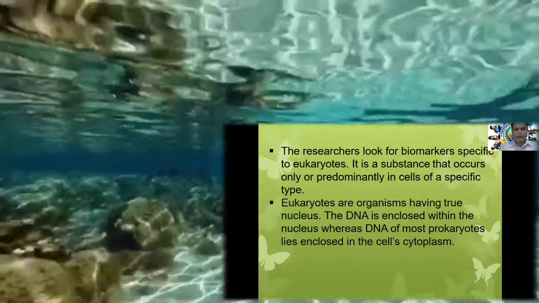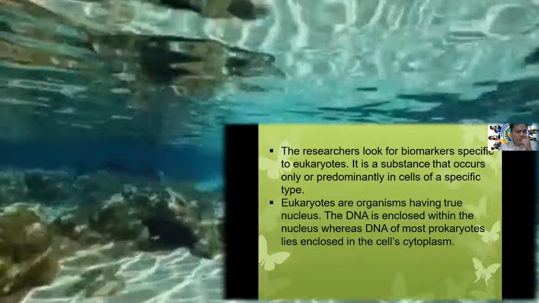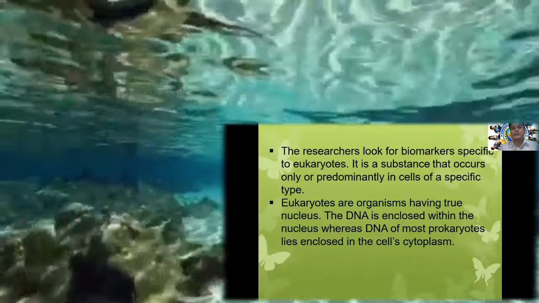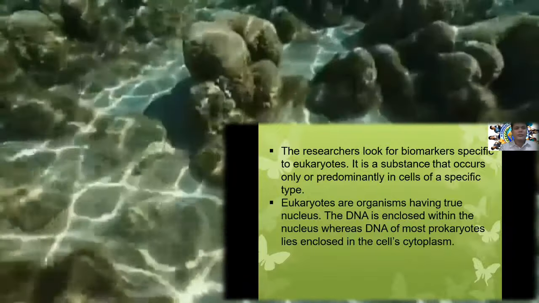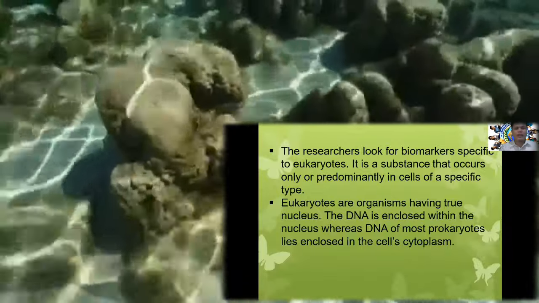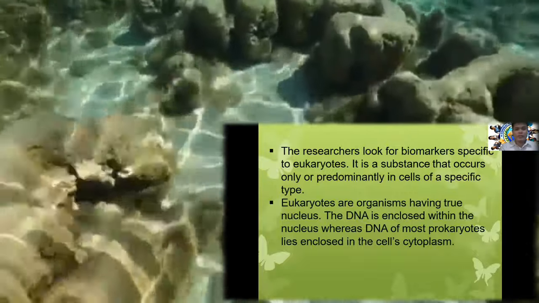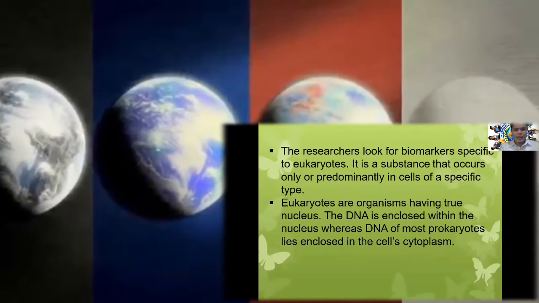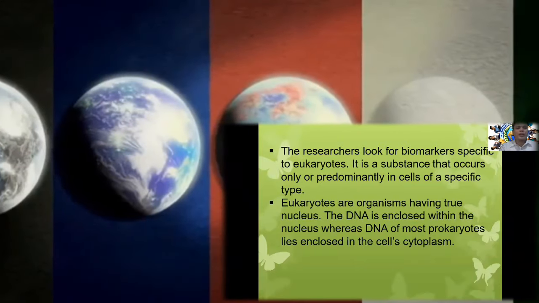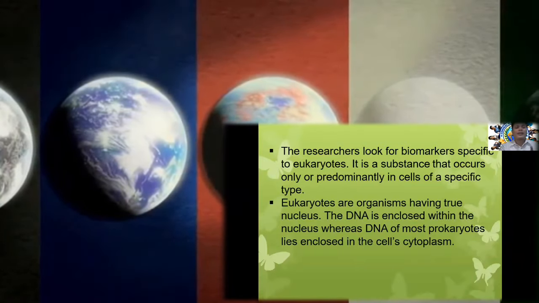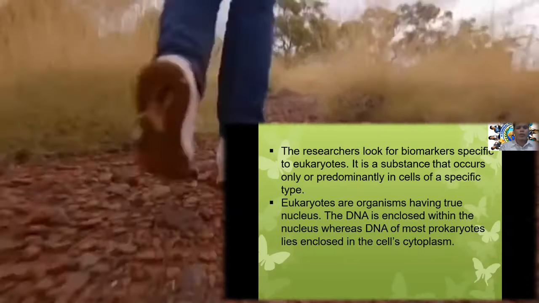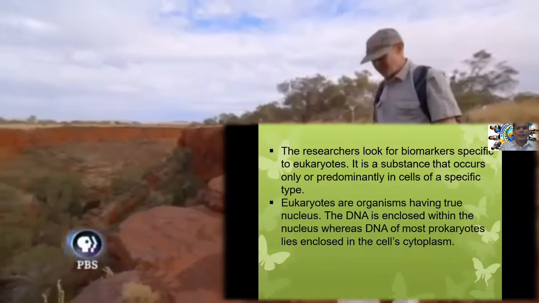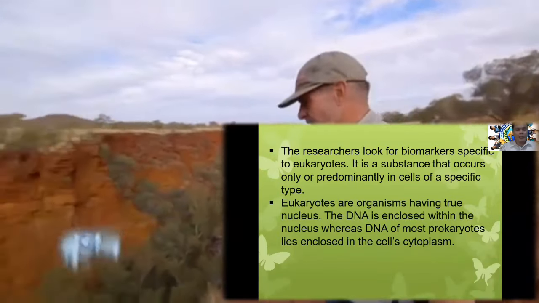Now, itong mga eukaryotes are organisms having true nucleus. Take note for that, eukaryotes are organisms having true nucleus. That the DNA is enclosed within the nucleus, whereas DNA of most prokaryotes lies in the cell's cytoplasm.